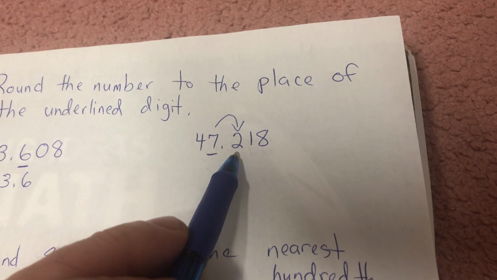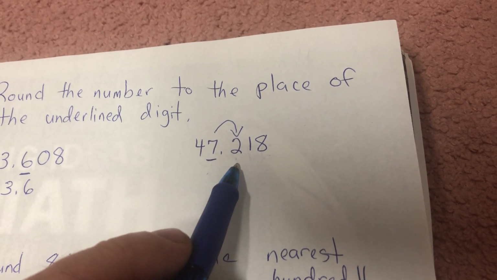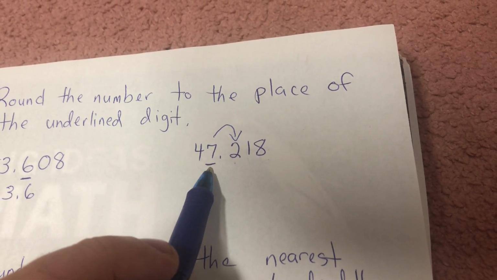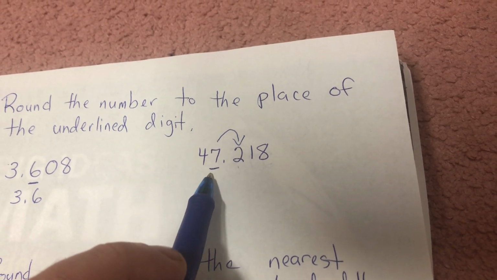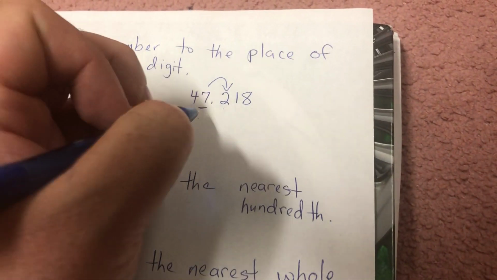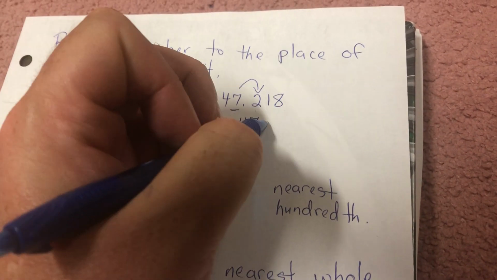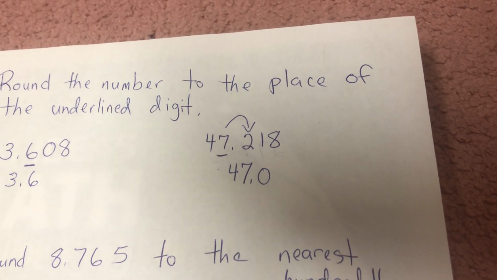Well, this number is 2, so it qualifies as 4 or less, which means I'm going to round down. But rounding down, remember, does not mean that this number becomes 1 less. It means that this number stays the same. So this is going to be 47. And if I want to put a 0.0, I can. If I just want to put that as 47, I can.